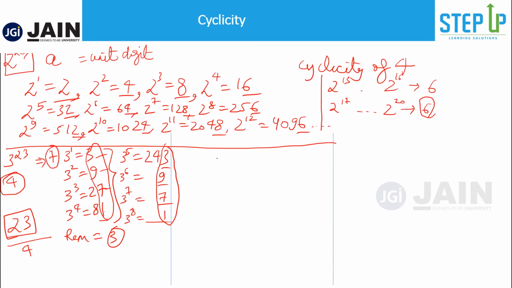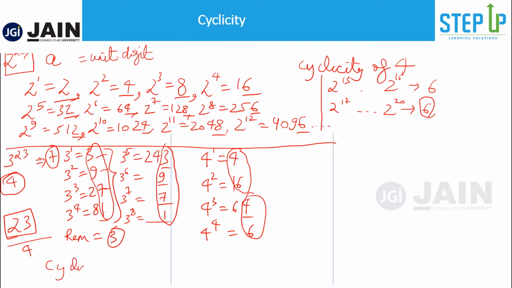Similarly, let's look at another number. Let's say you have number 4. 4 to the power 1 is 4. 4 to the power 2 is 16, again 6. 4 to the power 3 is 16 into 4, 64, but again you're interested in 4. And 4 to the power 4 again is 4 into 4, 16. So what you're seeing is 4, 6, 4, 6, and the same cycle will repeat. So that means cyclicity, if you have to see, cyclicity of 3 was how much?